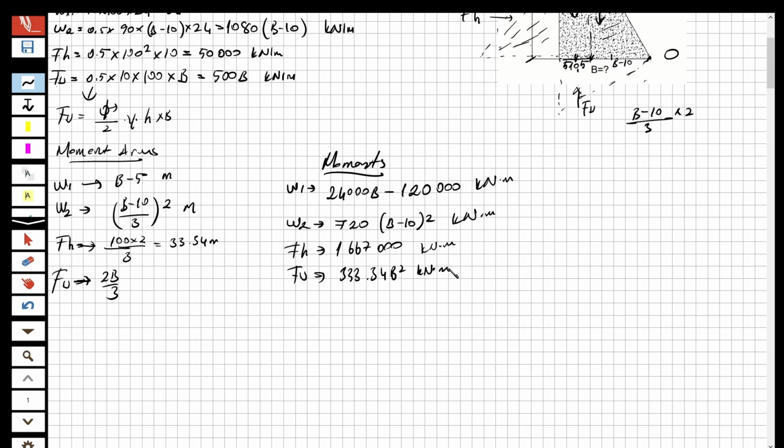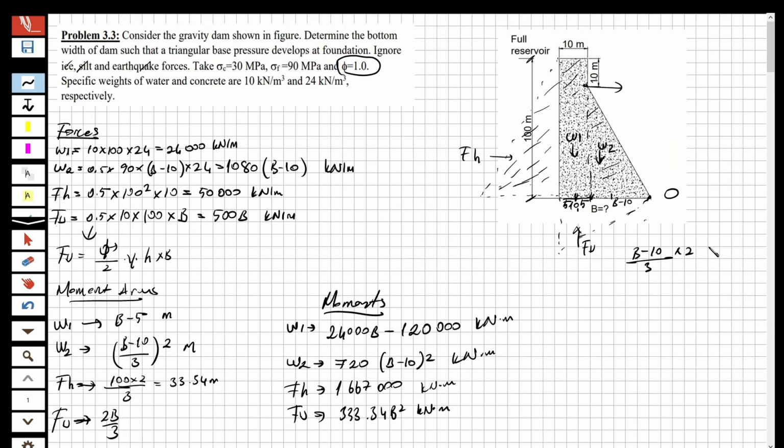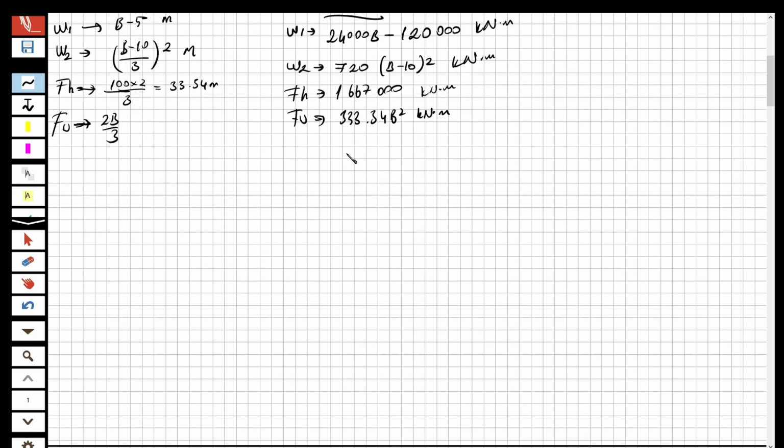So now we calculated the moments. Let's specify which one is overturning and which one is resisting. Look at here: this side is overturning, and the counterclockwise direction is resisting moment. The F horizontal is creating a moment in the clockwise direction, so it is an overturning moment, and the uplift force is also creating a moment in the clockwise direction. So these two forces are overturning, and these two forces are resisting moment.